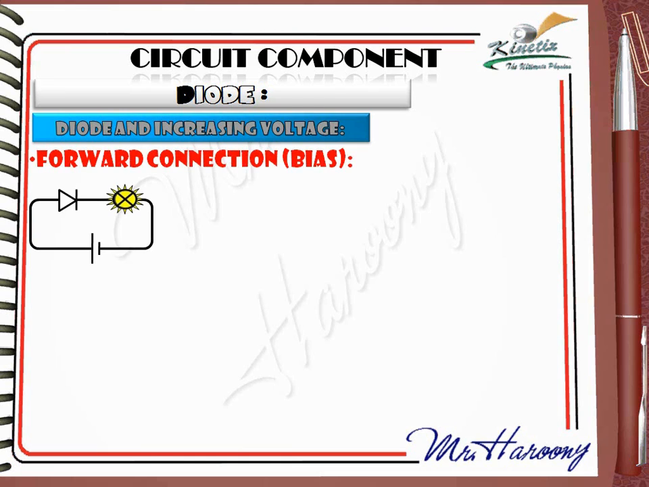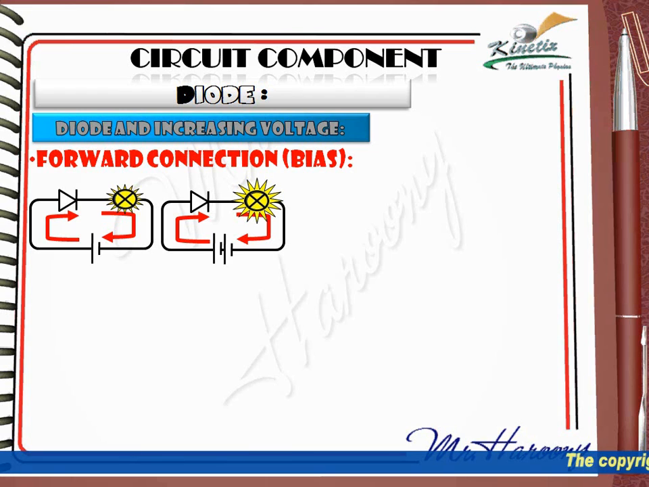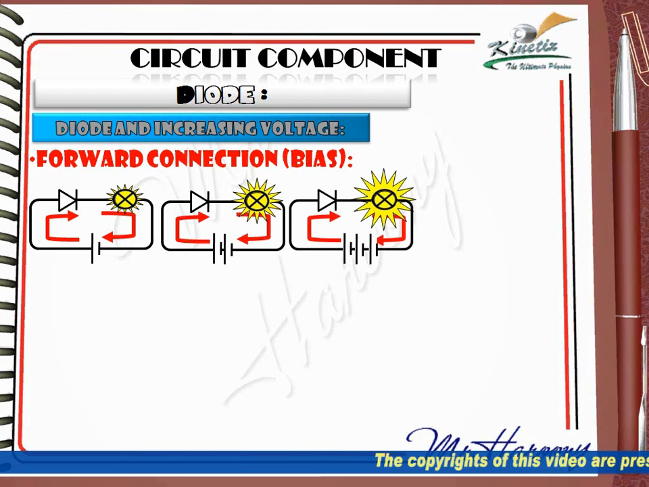This circuit shows a forward bias connection, so the bulb will light. If we increase the voltage by adding one more cell, the current will increase and the brightness of the bulb will increase. Adding one more cell will cause the bulb to be more and more bright. So in the forward connection, it's clear that if the voltage is increased, the current will also increase.